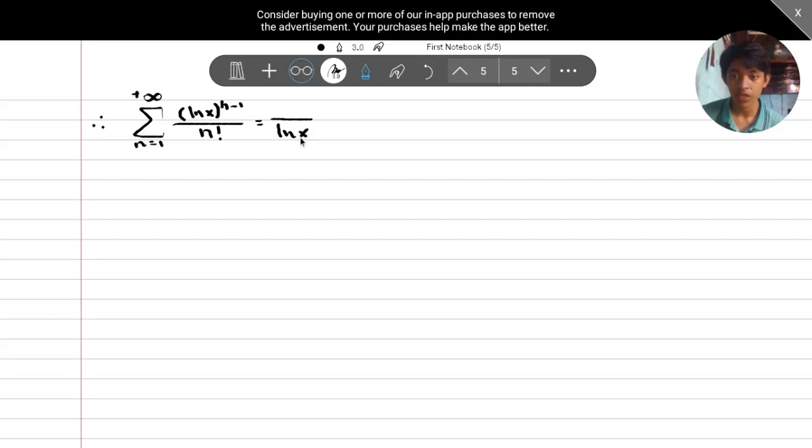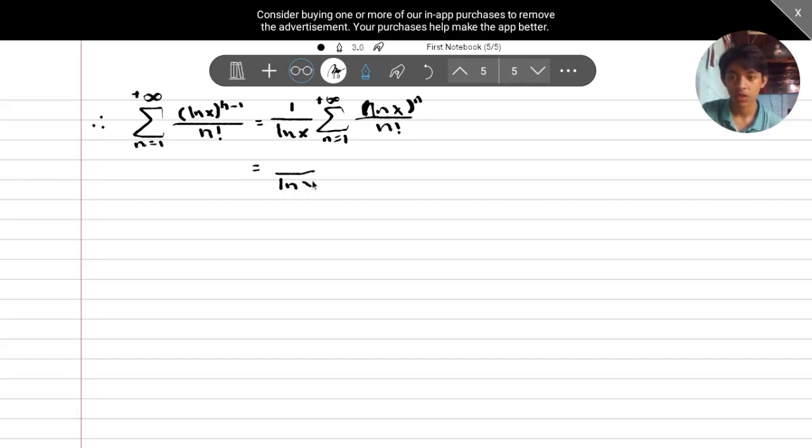So 1 over ln x, because ln x raised to negative 1 is just 1 over ln x, times the sum from n equals 1 to positive infinity of ln x raised to n, all over n factorial. And right now, since we do not have a zero term where n is equal to 0, we have to adjust this series first in order to achieve what we want.